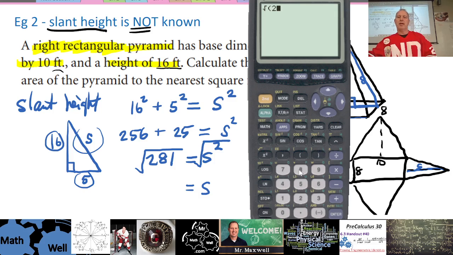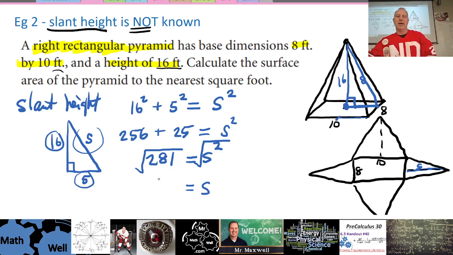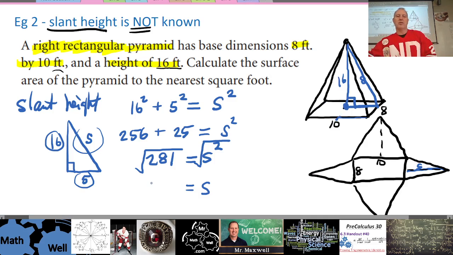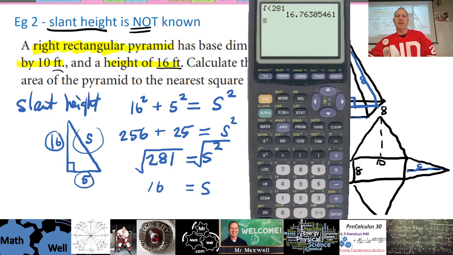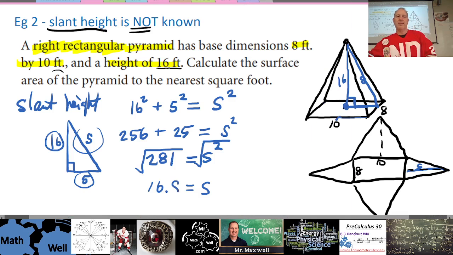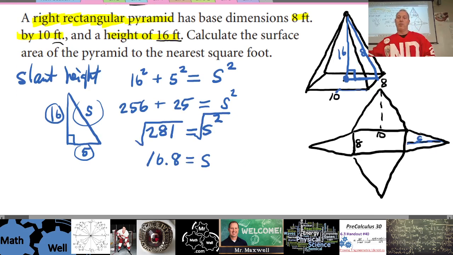But I'm going to put in 281 in there now. And this is going to be a decimal, okay? 16.76. So let's do one decimal place here. I always like 2, but let's just do 1. 16.8. Okay, so S is going to be 16.8. That's my calculated slant height. All right, that's step number 1. That's really important.